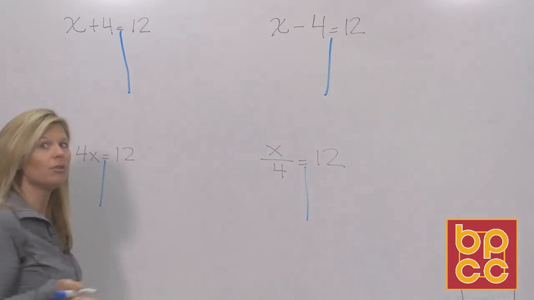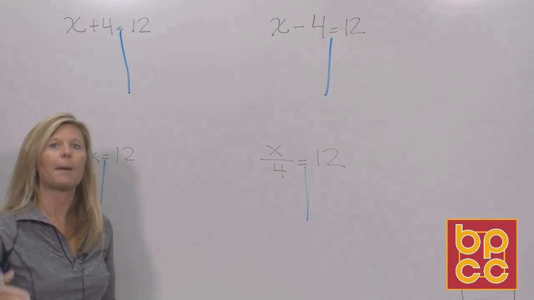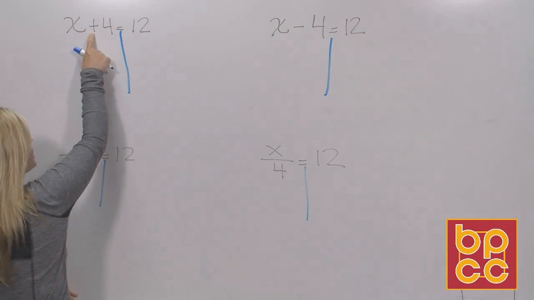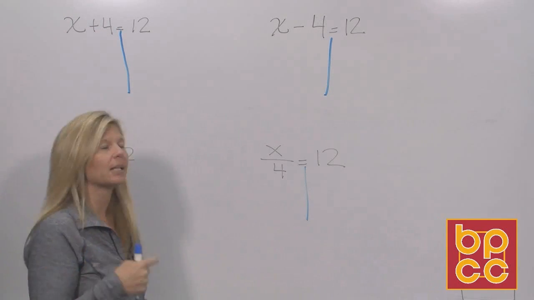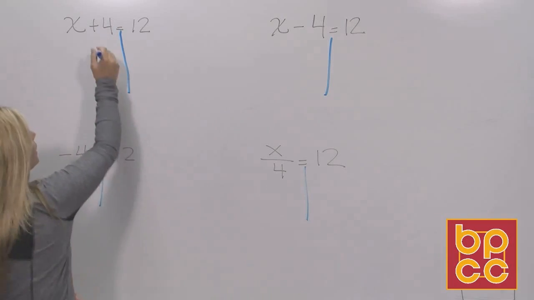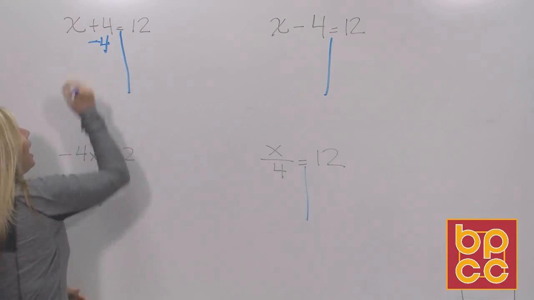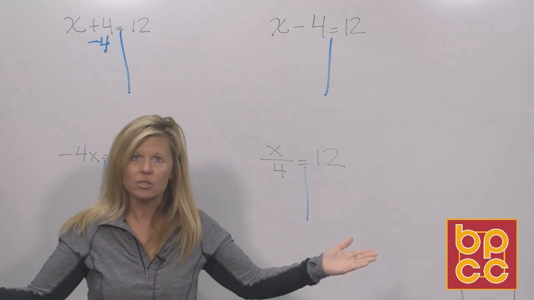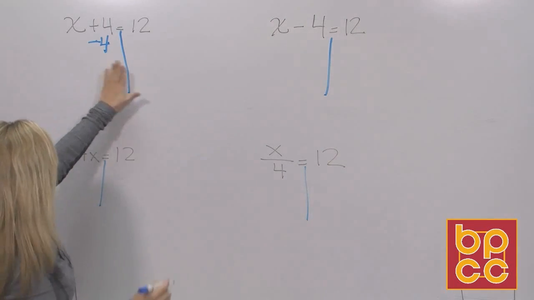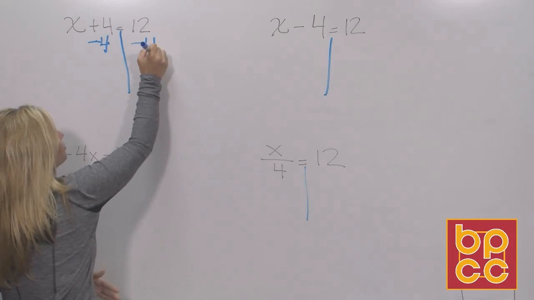And the way you do that is you do the opposite operation. If this says to add 4, to move it, you would want to do the opposite. The opposite of adding 4 is subtracting 4. And because an equation has two sides, it's got to balance. So what you do to the left, you do to the right.